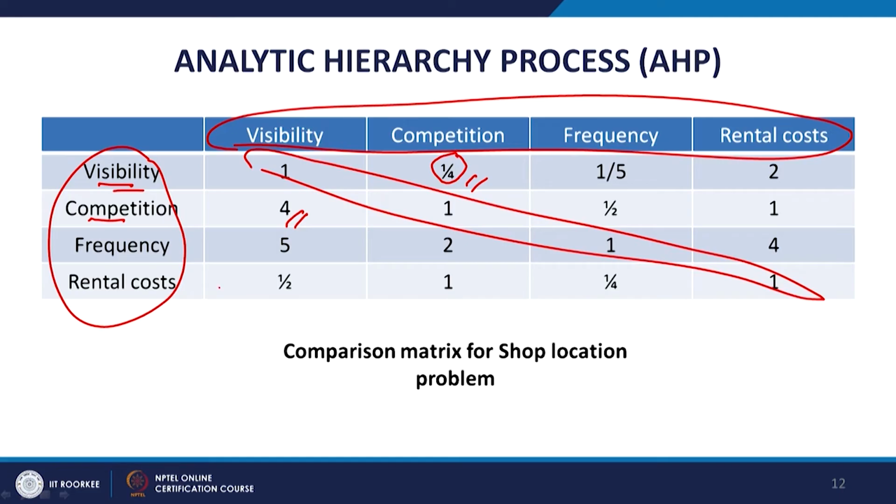Similarly, if we look at frequency and visibility, this value is 5. So, you can see frequency is being given more importance in comparison with visibility. What we mean by these numbers, 5, 4 and all those numbers that we have seen in the scale itself. However, when we say 1 by 4, this is for visibility with competition, but the value of it being 1 by 4 actually means that competition is being given more importance with respect to visibility.